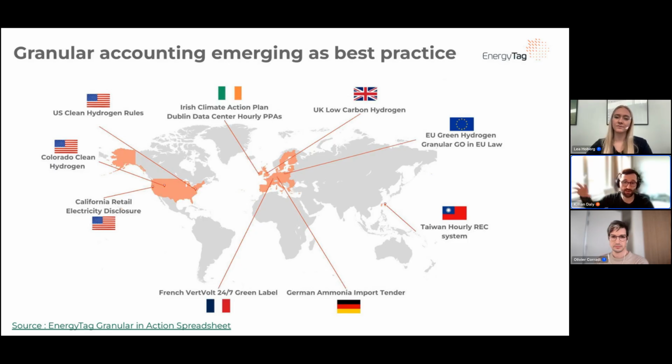There's other examples around the world, places like Taiwan. They actually have energy tracking systems that are based fundamentally on 15-minute matching of power rather than the annual averaging we see around the world. So there's a number of really good examples today of best-in-class policy that is already in place and that we can build on to kind of normalize this type of accounting globally.